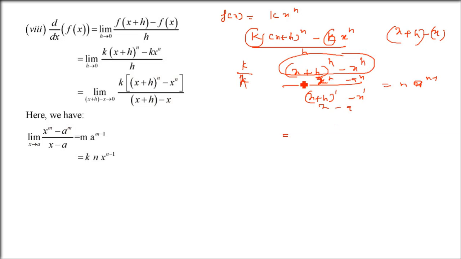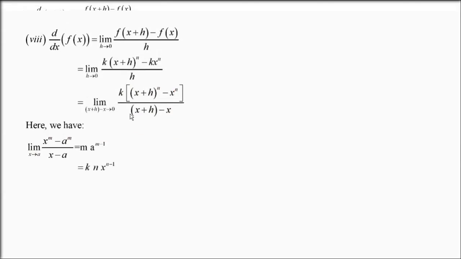n is already n here, so just put in n here. What is a here? a is x. So this is x to the power n minus 1. Then we have k, which was already there. So k n x to the power n minus 1 is going to be the result.